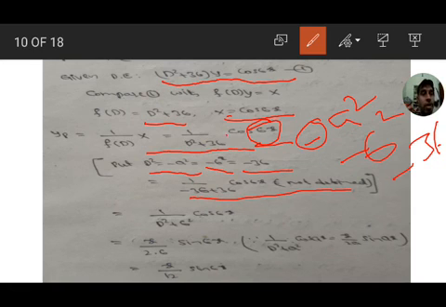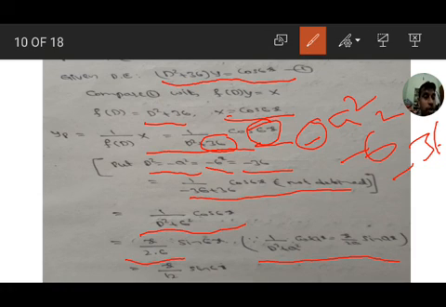So 1 by D square plus 36, that is 6 square, 1 by D square plus 6 square cos 6x. We need to use the formula 1 by D square plus a square cos ax equal to x by 2a sin ax. Here a equal to 6. So x by 2 into 6 sin 6x, that is x by 12 sin 6x.